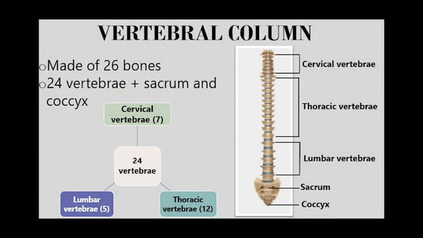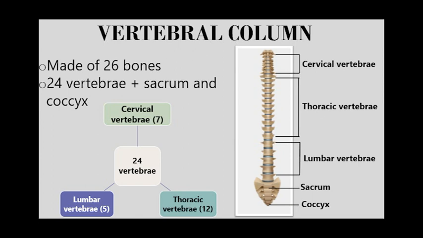Coming to the vertebral column, the vertebral column is made up of 26 bones. It includes 24 vertebrae and sacrum and coccyx. The 24 vertebrae are divided into 3: cervical vertebrae, thoracic vertebrae and lumbar vertebrae. The cervical vertebrae has 7 bones. It is found in the head and neck region.